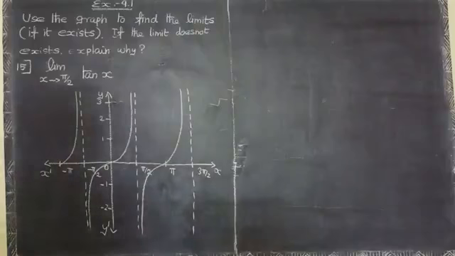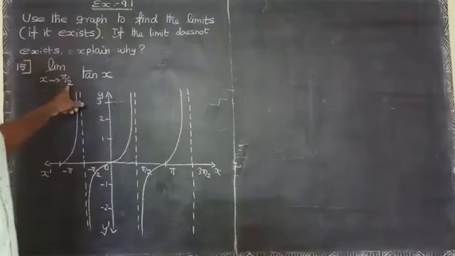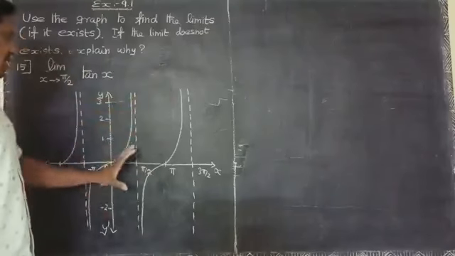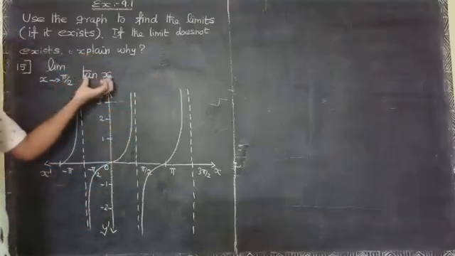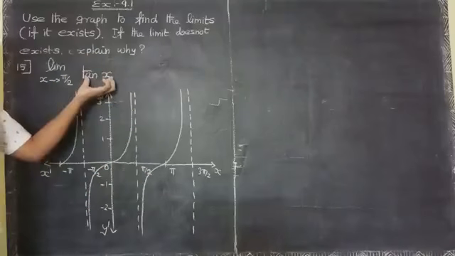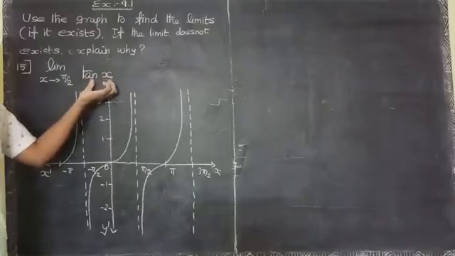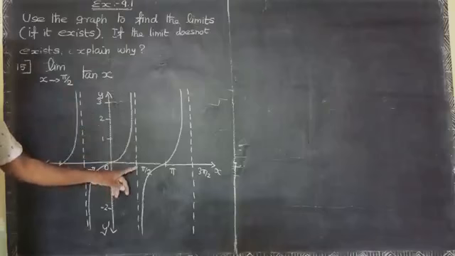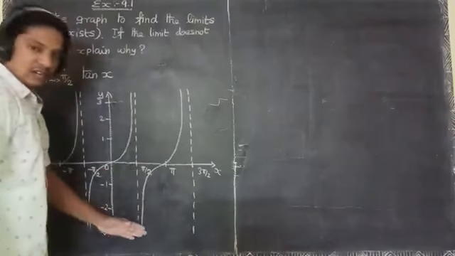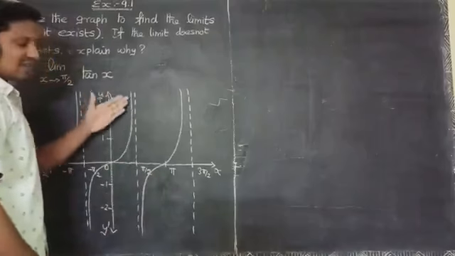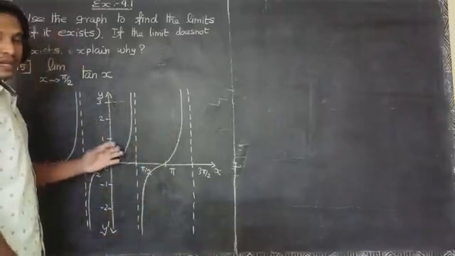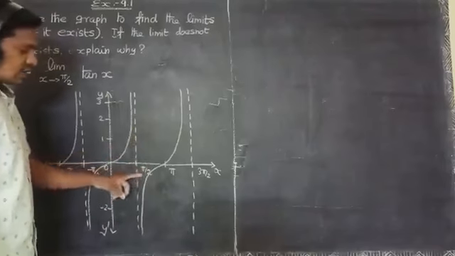Question number 15, limit as x approaches pi by 2 of the given function tan x. This is the given curve. For the given function tan x, we will check whether the limit exists or does not exist at the particular point x equal to pi by 2. The right approach has some value, the left approach has a different value. Therefore the given function's limit does not exist at x equal to pi by 2.